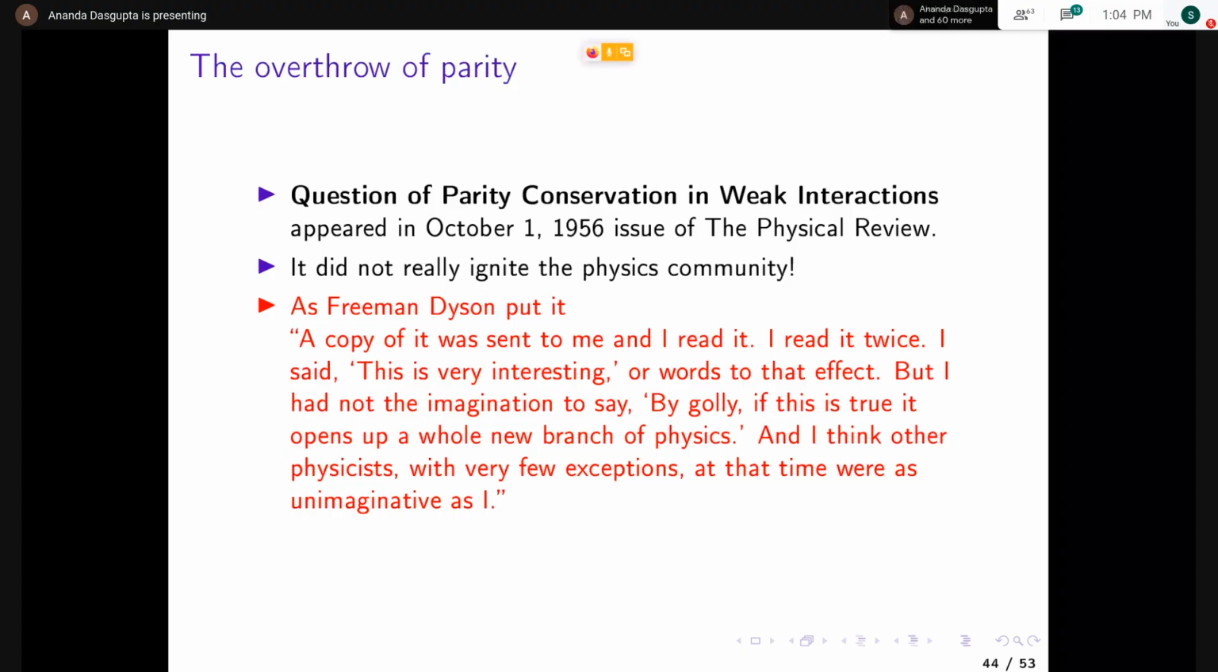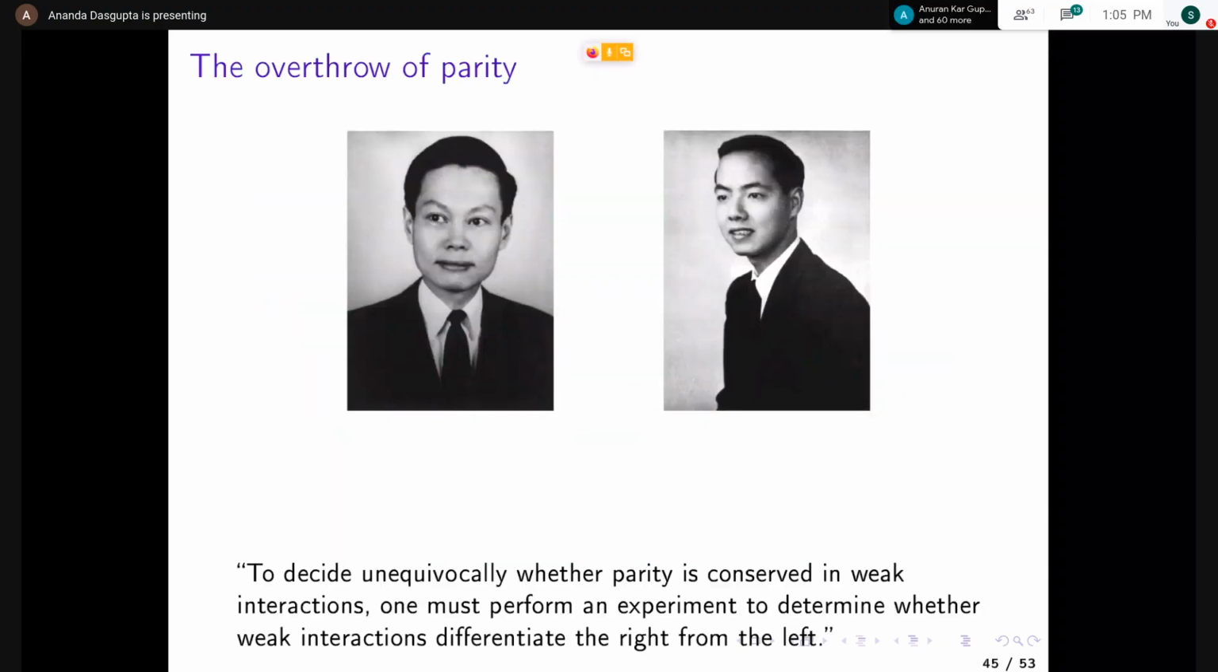And later on, a year later, Freeman Dyson said they were being stupid. Physics community as a whole, they did not pay attention to this question, which was really a great question to ask. But what Lee and Yang, this is a picture of Yang on the left and Lee on the right. They were rather young at that time. In their 30s, I guess.